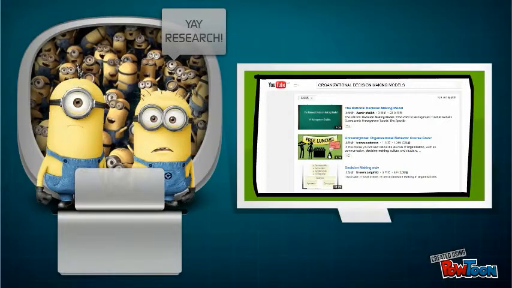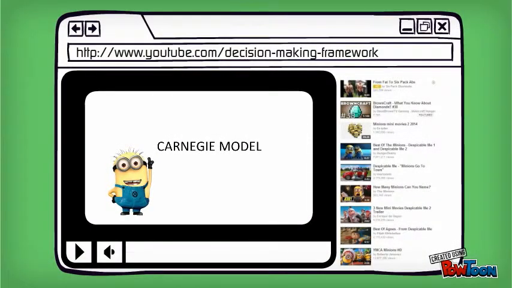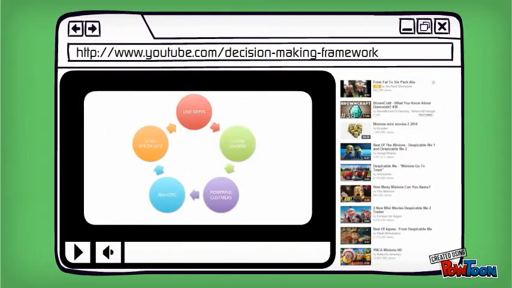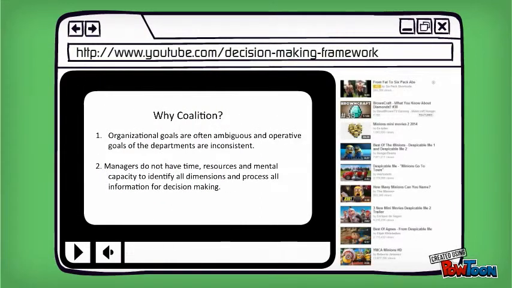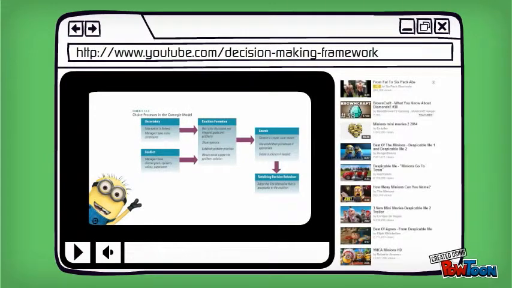Yay, research. Types of models. Yay, YouTube. The first model of organizational decision-making is the Carnegie Model. Organization decision-making involves many managers, and that final choice is based on a coalition among the managers from different departments. Here are 2 reasons why coalitions are made. This is the choice process in the Carnegie Model.